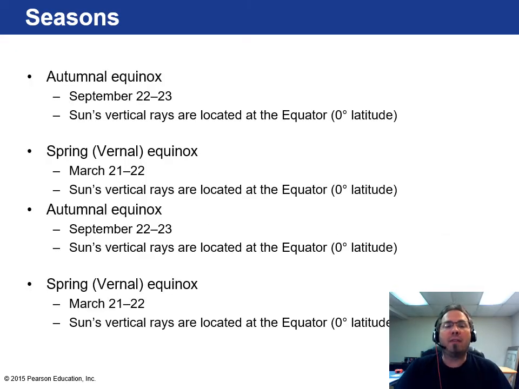And then you have the different equinoxes. You have the autumnal equinox. I accidentally duplicated these. Sorry about that. And the spring equinox, which is where the sun is at the equator, 0 degrees latitude. So for us in the northern hemisphere, that typically means we get roughly 12 hours of daylight and 12 hours of nighttime.